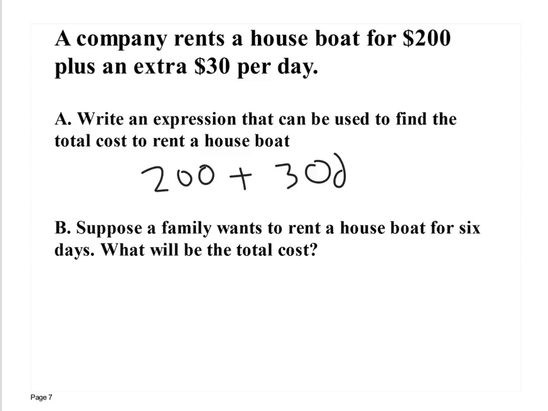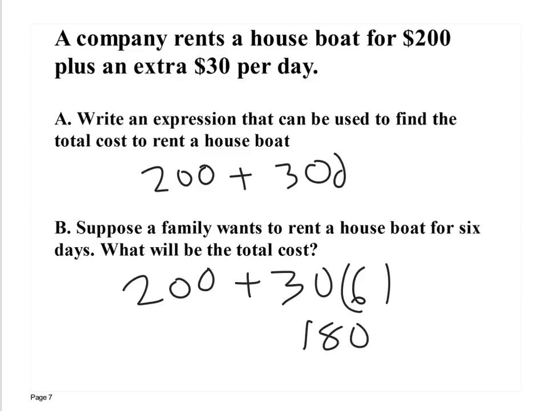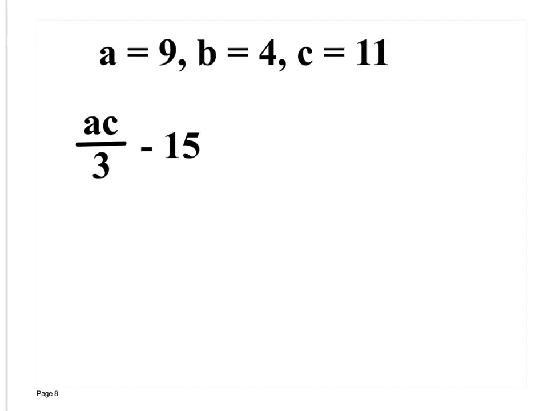All right, Camden, tell me what you have. $1,380. All right. So let's talk about how you got that. So you have $200 a day. How many days did they have that, Camden? 6. So I take 30 times 6. What is 30 times 6? 180. So what is 200 plus 180? 380. Good. Good, Camden.